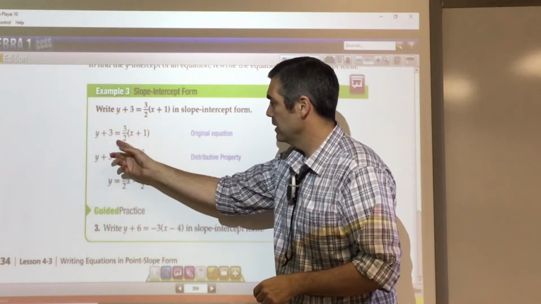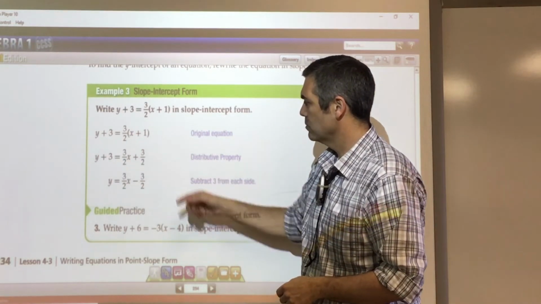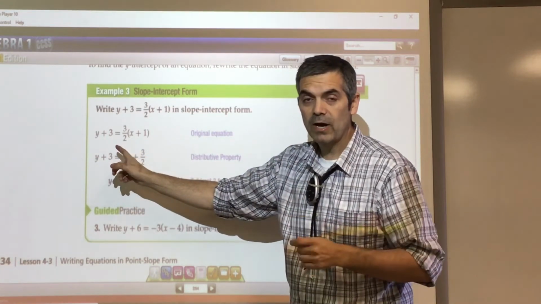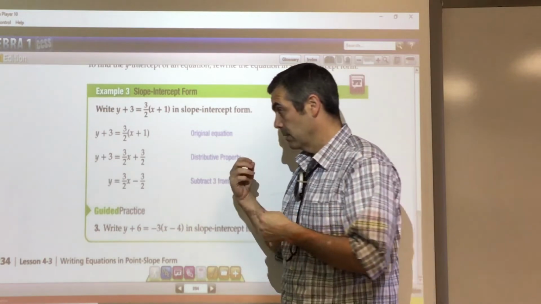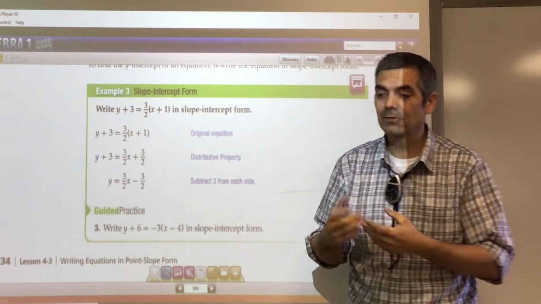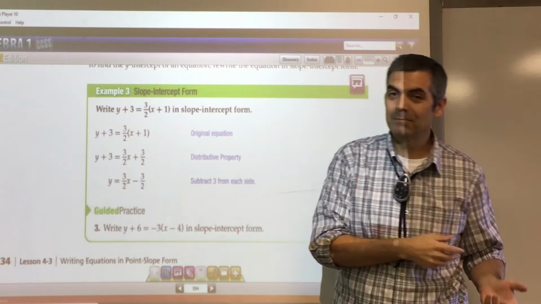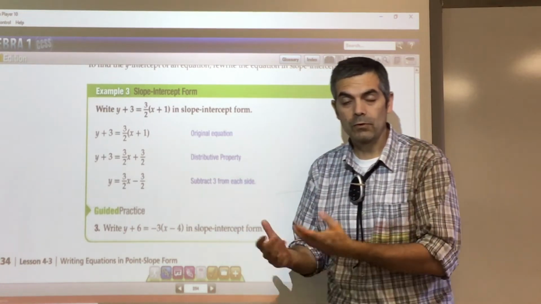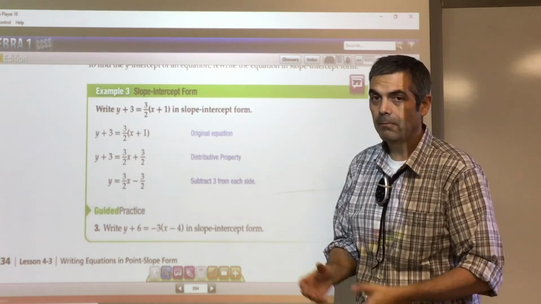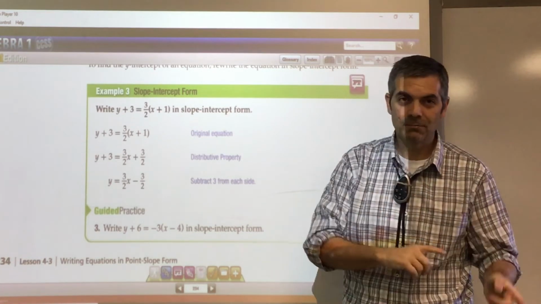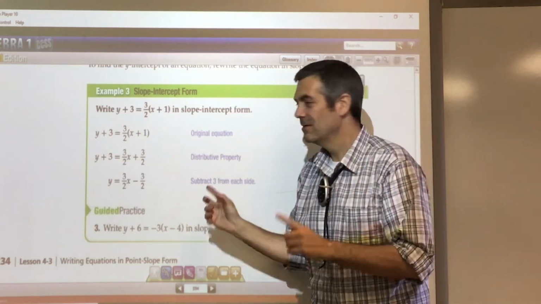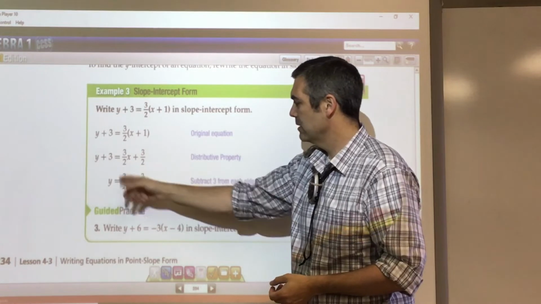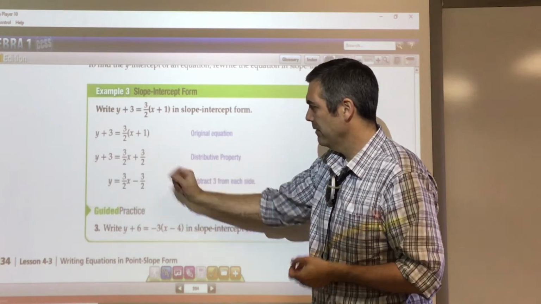y plus 3 equals 3/2, parentheses x plus 1. They take the first step, they distributed this fraction through. Now, be careful with distributing your fractions. Sometimes it'll come out really nice and neat. Sometimes it won't. It's okay. Remember your fraction rules. If you know your fraction rules, this is not going to be a problem. If you don't remember your fraction rules, brush up on that, then try and do this. Okay, so distribute through. y plus 3 equals 3/2 x plus 3/2.